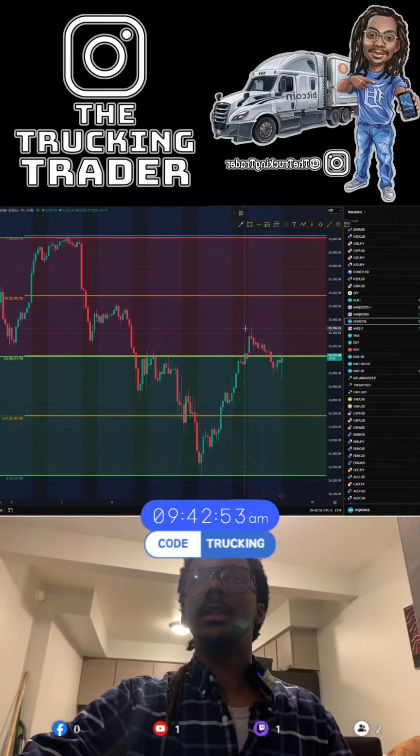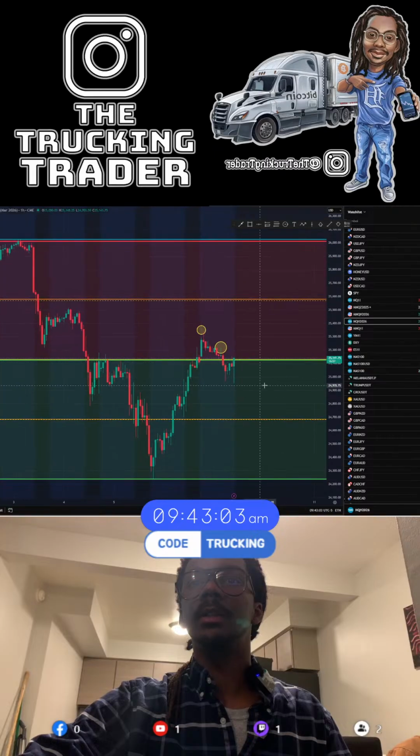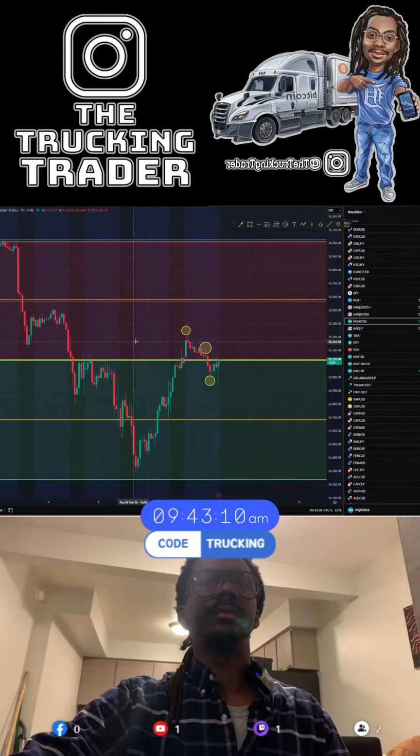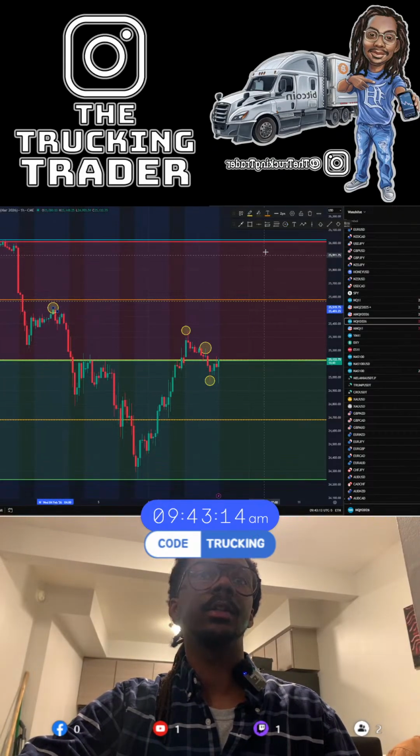So on the 1-hour time frame, we're going to be looking at all of our swing highs, right? We have a swing high right here. We have a swing high right here. We're going to start just finding the most recent swing highs and swing lows, right? We have a swing low right here on the 1-hour time frame. The reason why we're doing this is because we're going to be looking for swing failures, right?